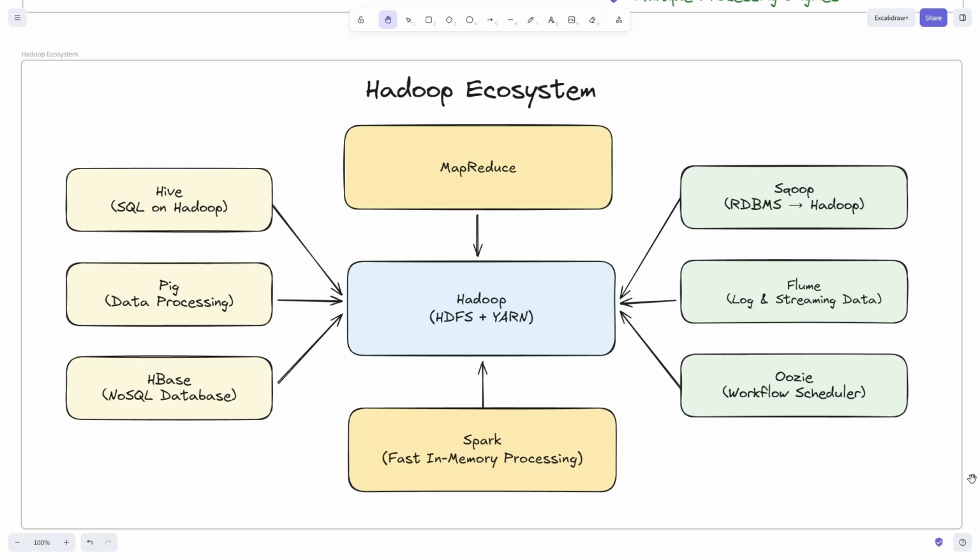Oozie is a workload scheduling tool. In real-world applications, data processing involves multiple steps. Oozie allows these steps to be scheduled and managed as workflows. It helps automate Hadoop jobs. Together, these tools make Hadoop practical for real-world use cases. Hadoop provides the foundation, and the ecosystem tools extend its capabilities.